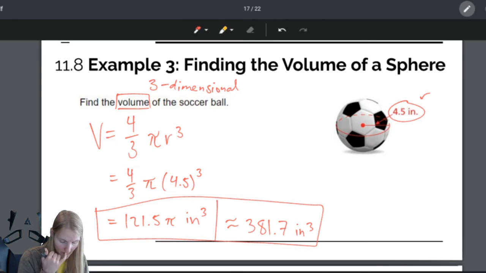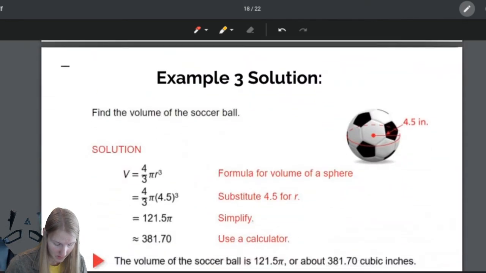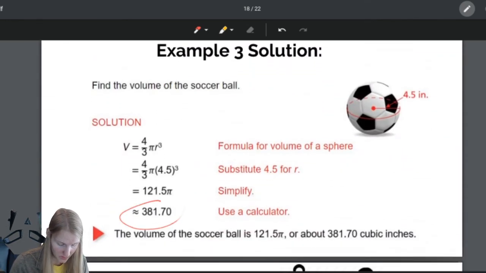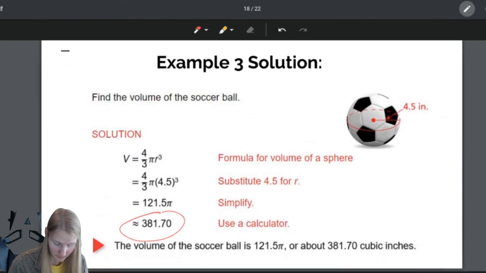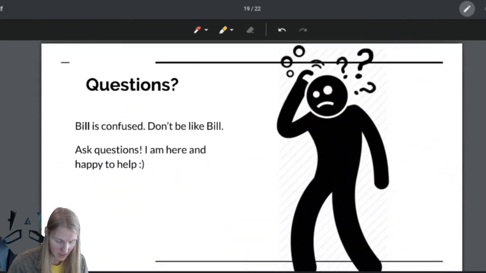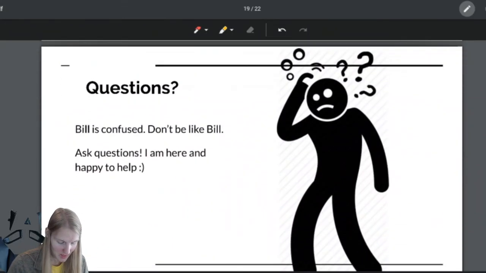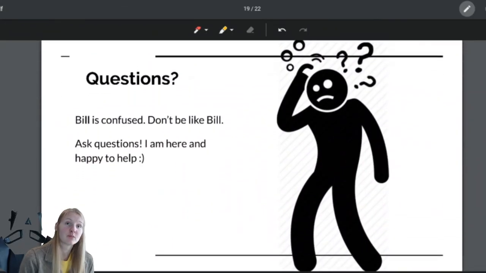Ta-da! Alrighty. There you have it. Let's check our answers. 381.7 cubic inches. Booyah! Oh, how could I forget to draw the smiley? Okay. This is Bill, and Bill's confused.